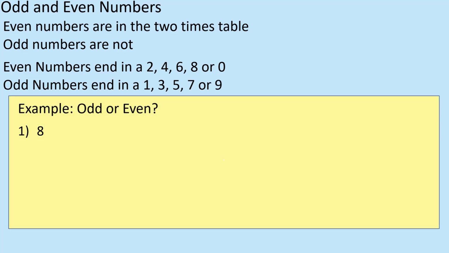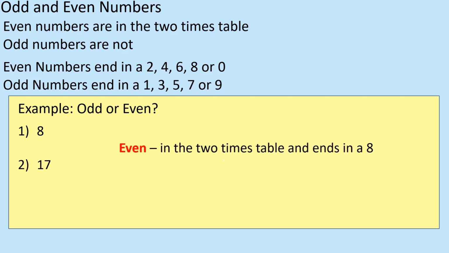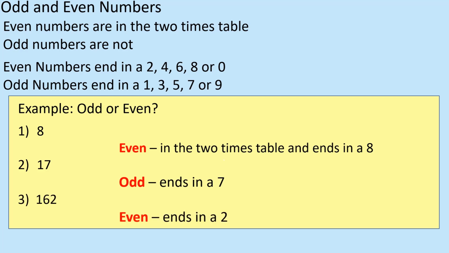So in quick summary, is 8 odd or even? Well, of course it's even. And is 17 odd or even? Well, of course it's odd. And is 162 even? Yes, it is, of course it is, because it ends in a 2. So let's move on very, very quickly. You should know those.